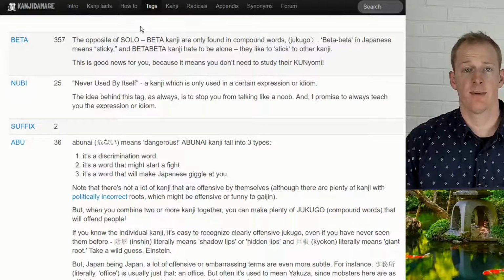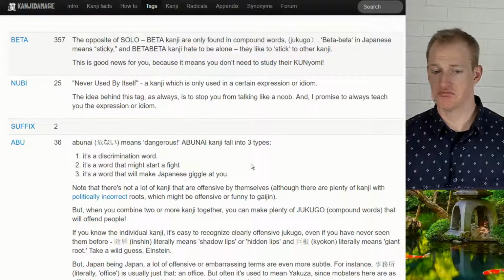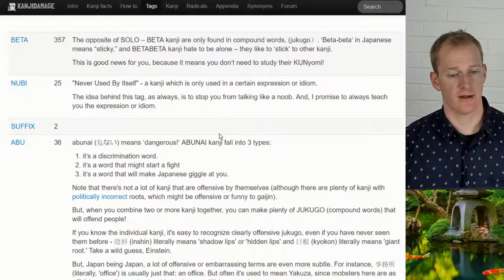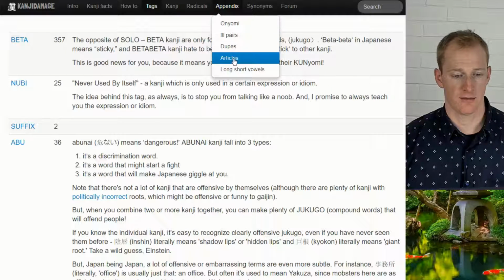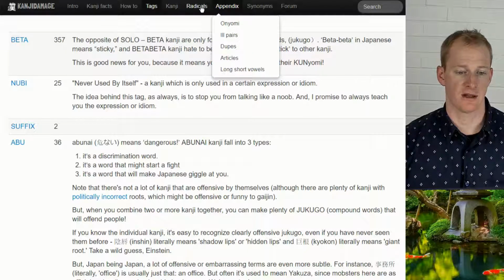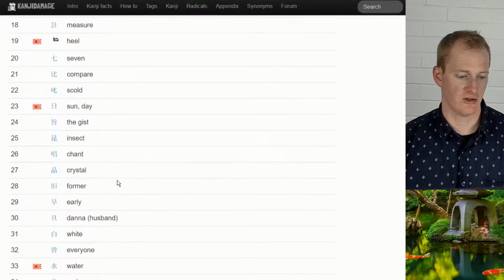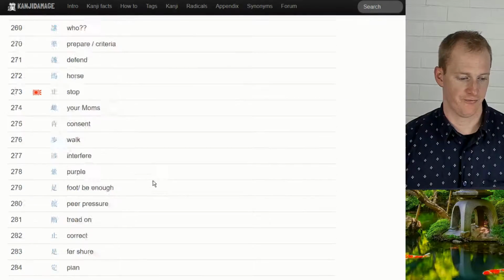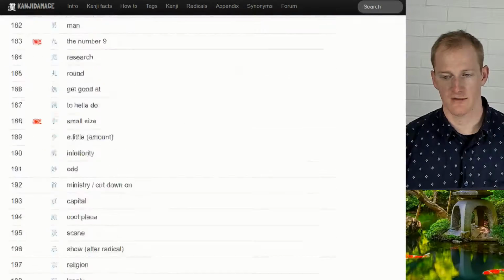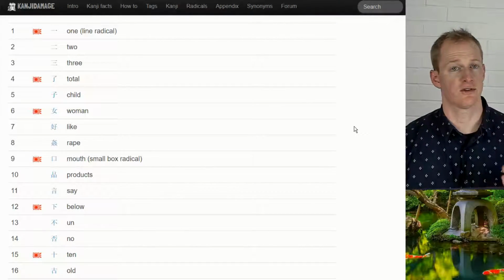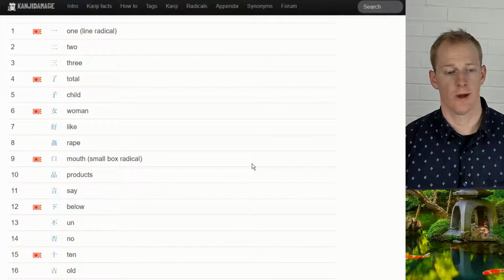Okay, that's about it, I think. That's really everything I think I can teach you about the website. Yeah, there's dupes and all these appendix and all that you can look through as well. There's also a whole listing of the kanji. But really there's not much to it apart from that. Then it's just basically working through the website.